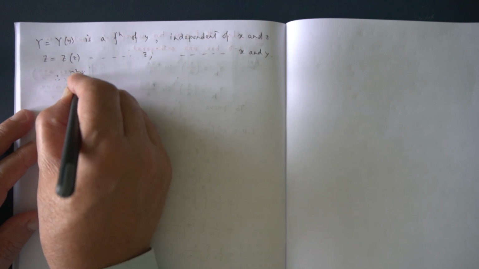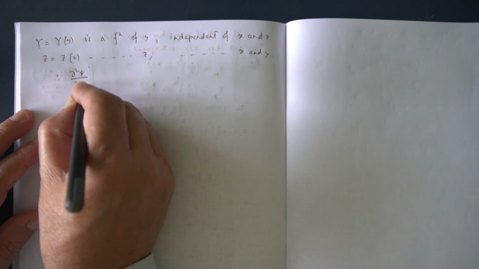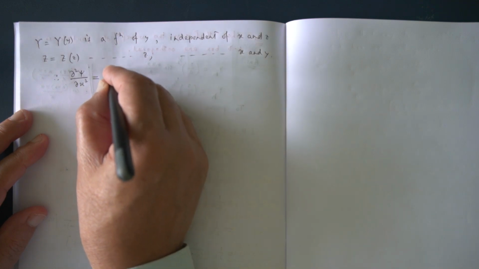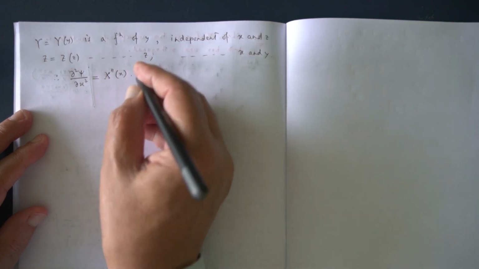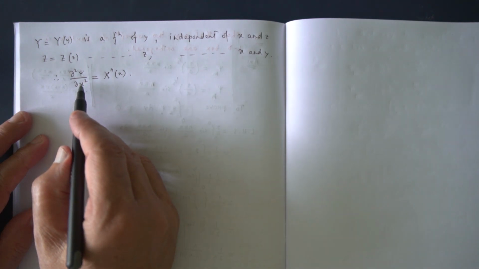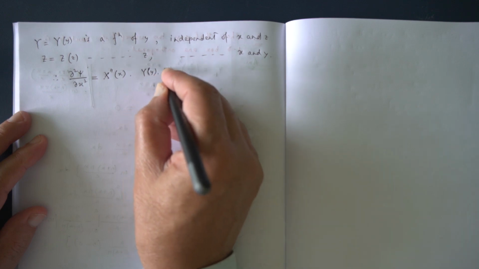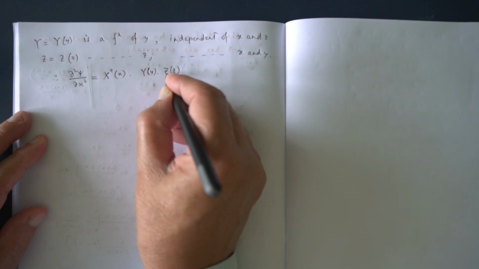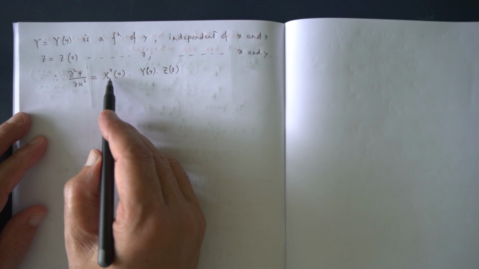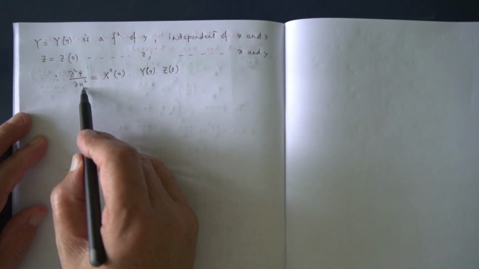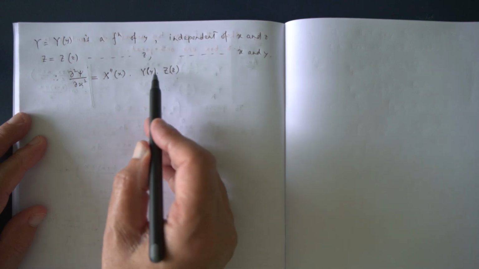∂²ψ/∂x². That means we are differentiating with respect to x. Then this will be the double differentiation of X. So y and z are constant, because this is independent of y and z. We are differentiating with respect to x, so they are constant.